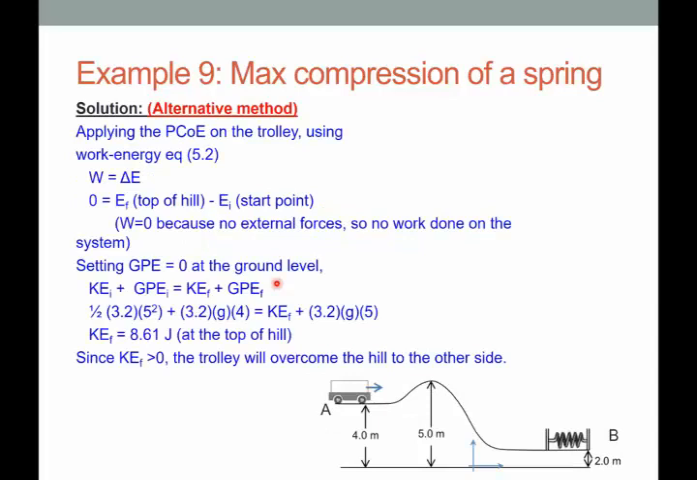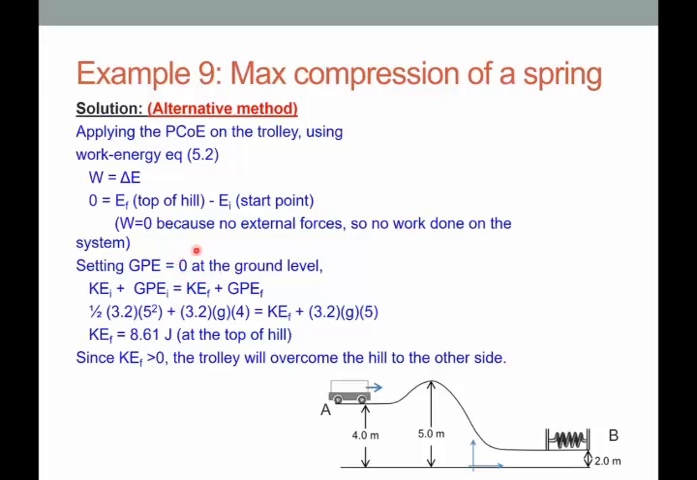Let's look at the alternative approach to solving this problem, using the principle of conservation of energy on the trolley and the work energy equation. Work done is equal to the change in the energy. Since work done equals 0 because there are no external forces and no work done on the system, the initial energy at the start point will also be equal to the energy at the top of the hill.